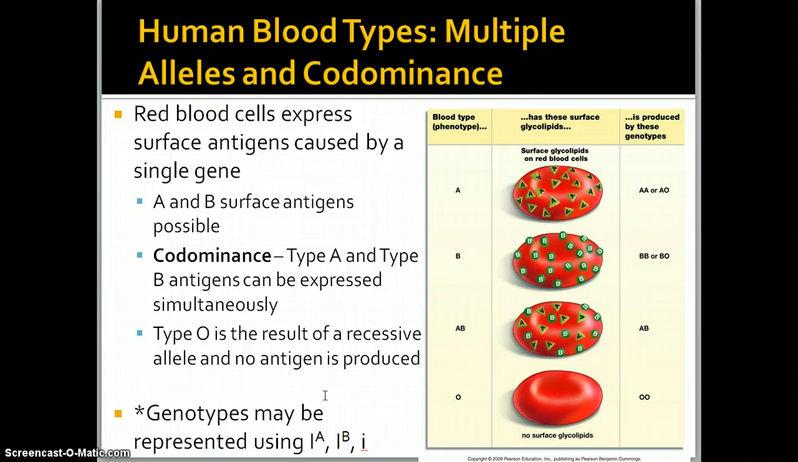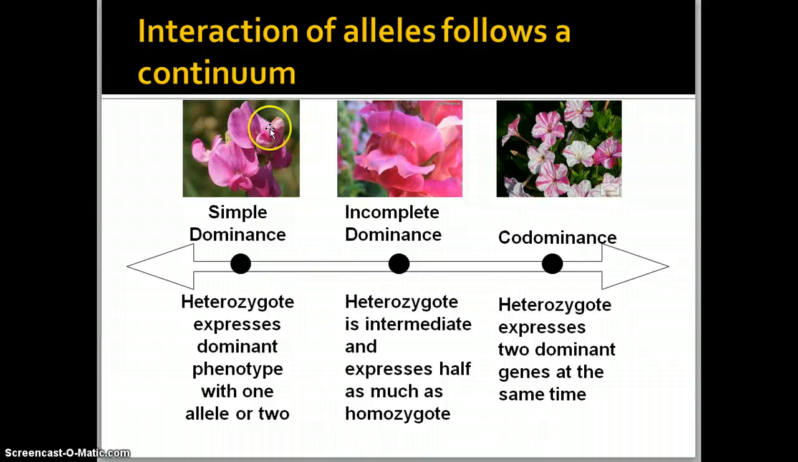We're going to go into this a little bit more, but just to review, remember that interaction of alleles can follow a continuum. We have simple dominance, where the heterozygote expresses the dominant phenotype with only one allele or two. Incomplete dominance, where the heterozygote individual is going to be an intermediate and express half as much as the homozygote. And with codominance, when you have a heterozygote, they are going to express two dominant genes at the same time. So the way that alleles interact can affect how genes are expressed.